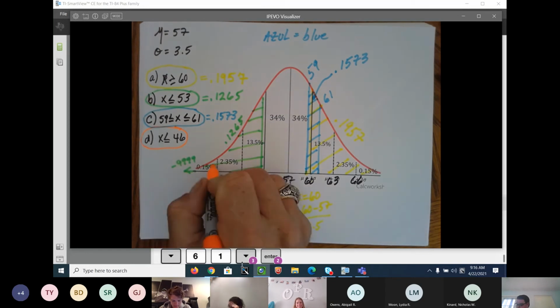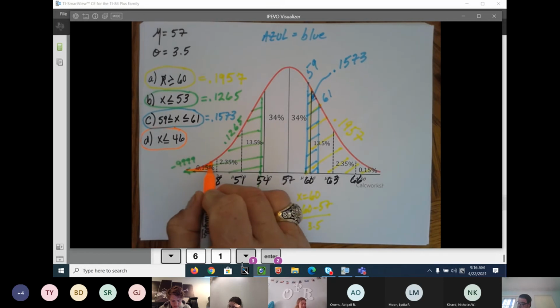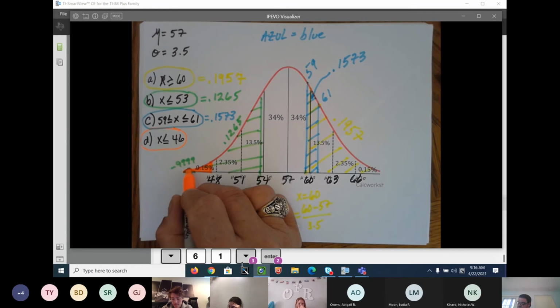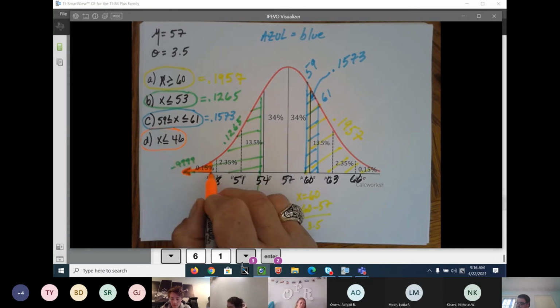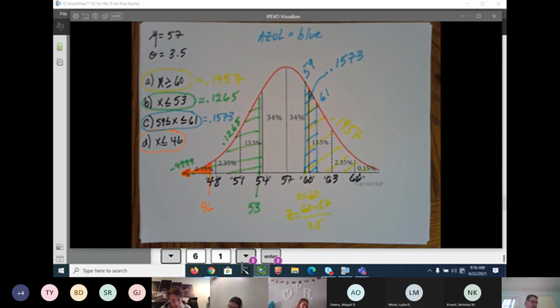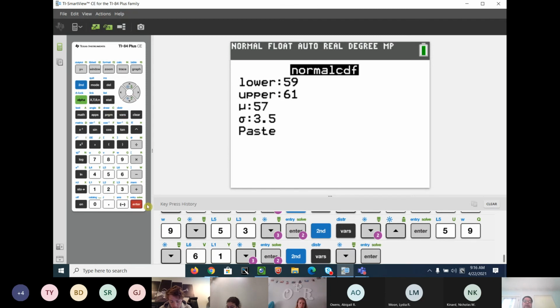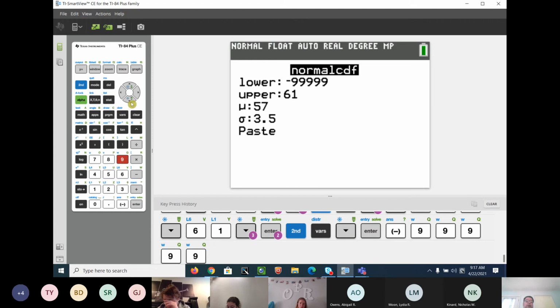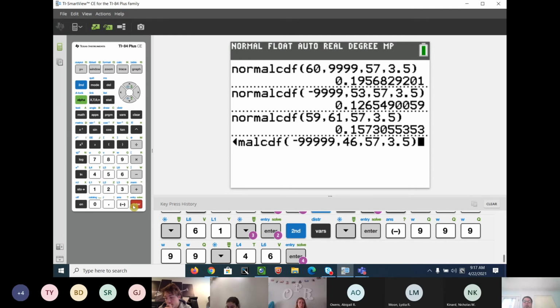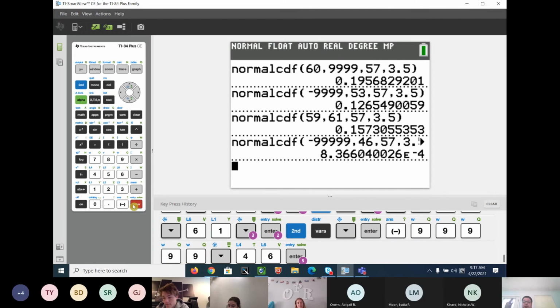All right, 46. Where's 46? 46 is right here. So that's going to be very, very small. That's going to be negative 9999 to 46. So second VARS, normal CDF, negative 9999 to 46. And enter. 3 zeros because you got a negative 4, so that'd be 3 zeros, 0.0008.